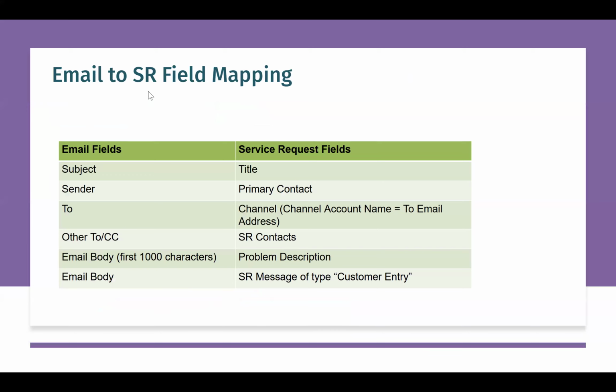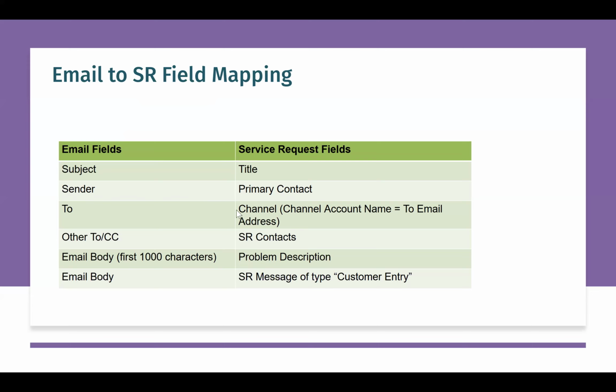So when it comes to email to service request field mapping, we have these fields. Subject from email will be mapped to the title of the SR. Sender will be mapped to primary contact. If the contact is not identified, then it will not tag the primary contact.